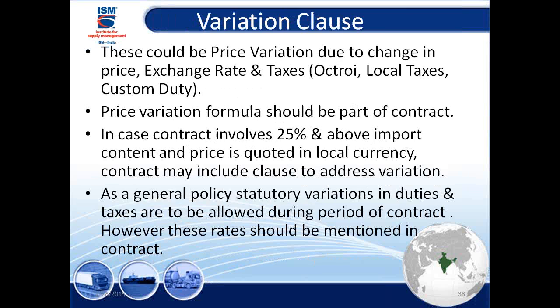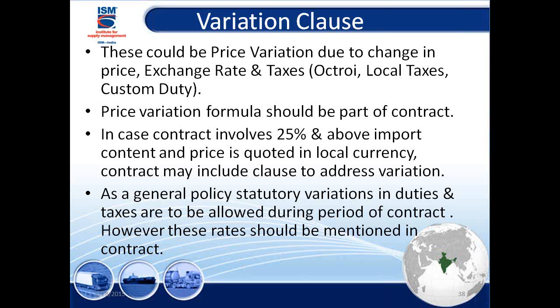Now, as I said to you in the beginning, a variation clause could happen. The variation could be in the price, exchange rates, and taxes. There are a lot of taxes in India. We have octroi, local tax, custom duty. We hope one day, maybe by next year, we'll have GST. I'm willing to listen to what budget comes up today. But once GST comes in, I think to a large extent it will streamline one tax for everything.